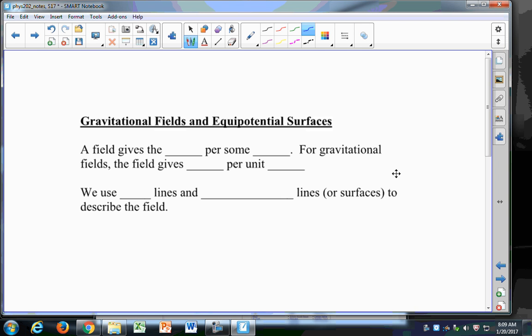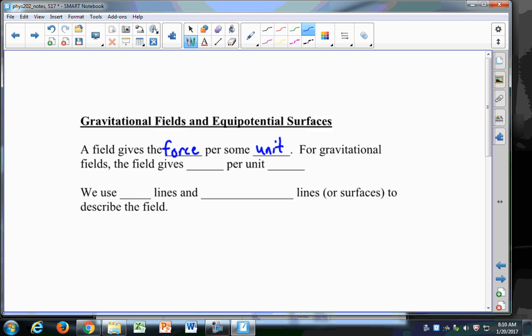Once you see the basics of either electric or gravitational fields, you'll say, oh, a field, that's just a force per some unit charge. For gravitational fields, the field is the force per unit mass. For electric fields, it's the force per unit charge. So a field gives a force per some unit.